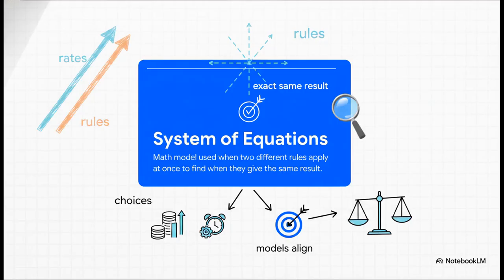Well, enter your new superpower, the system of equations. This is simply a math model we use when two different rules or rates apply at the exact same time. It lets you find exactly where those rules give the same result. So the really crucial point here is that by using a system of equations, we can map out our choices and see exactly where two different models align. Once you know where they tie, boom, you know exactly when one choice becomes better than the other.